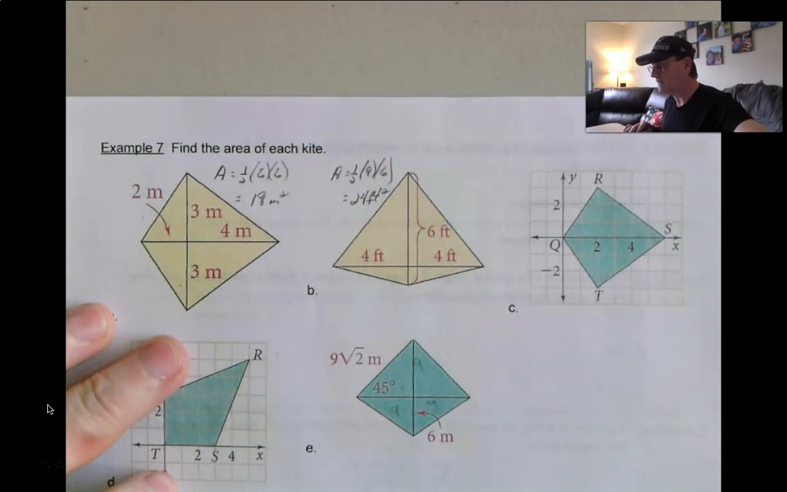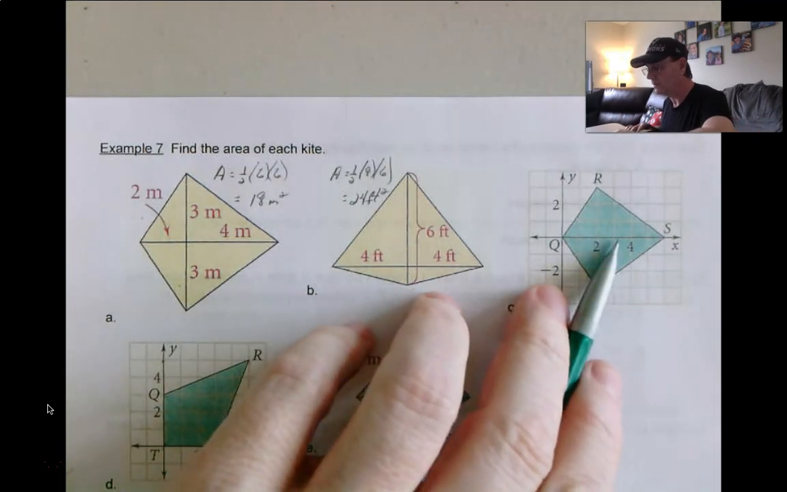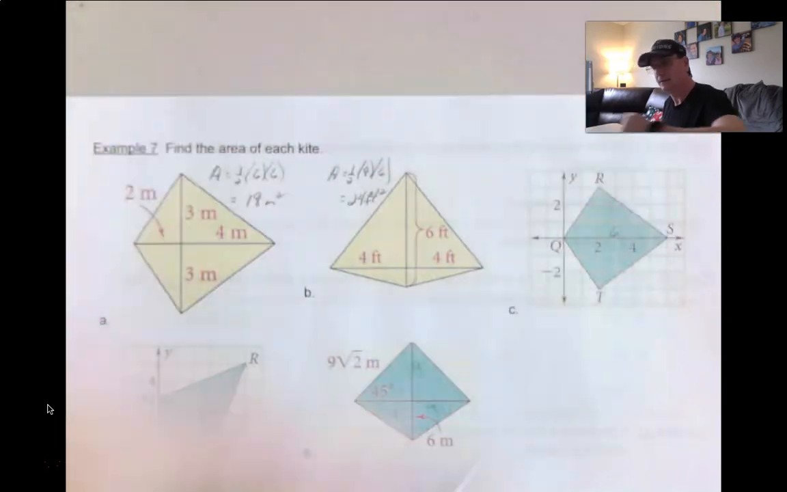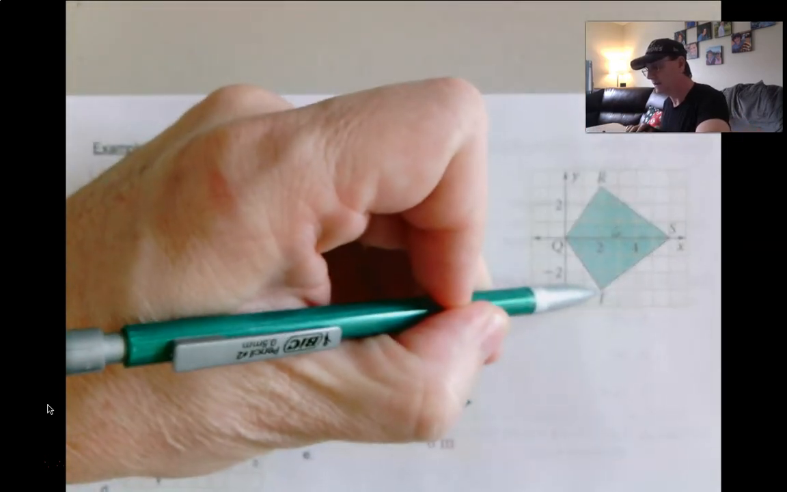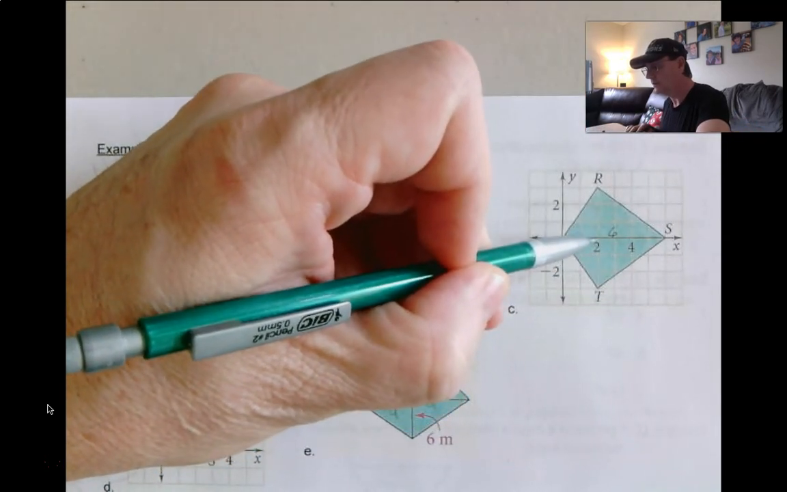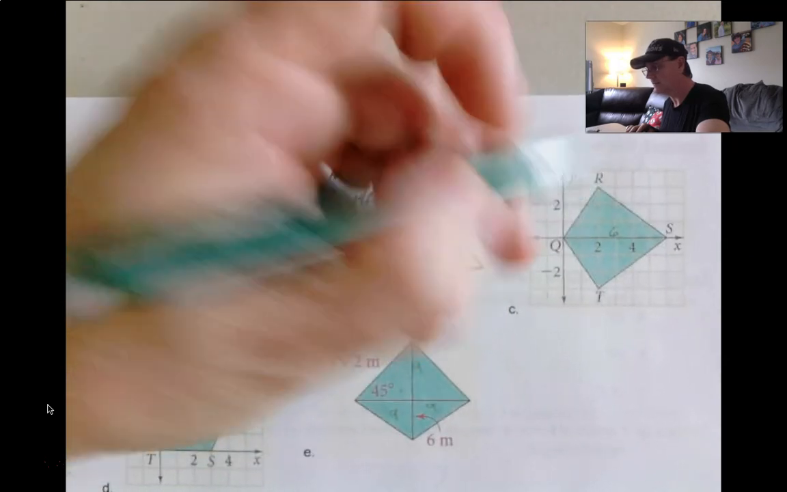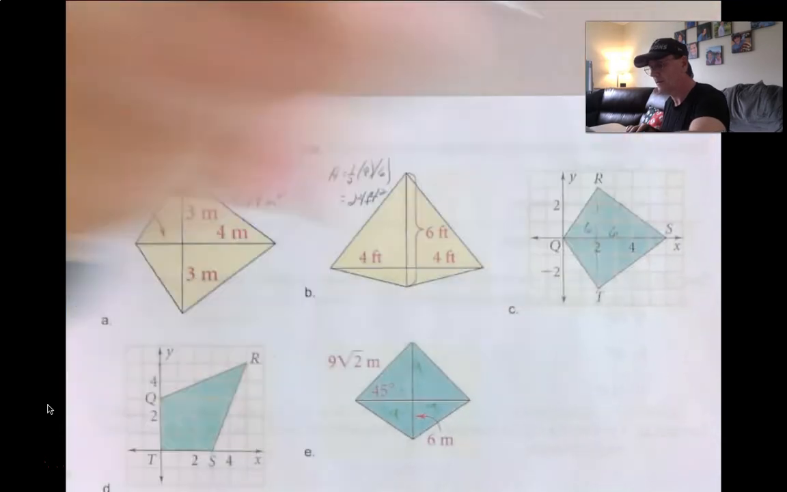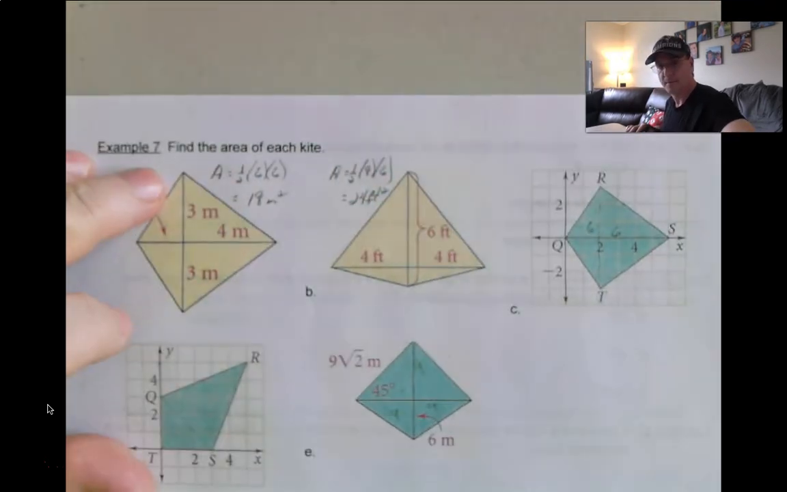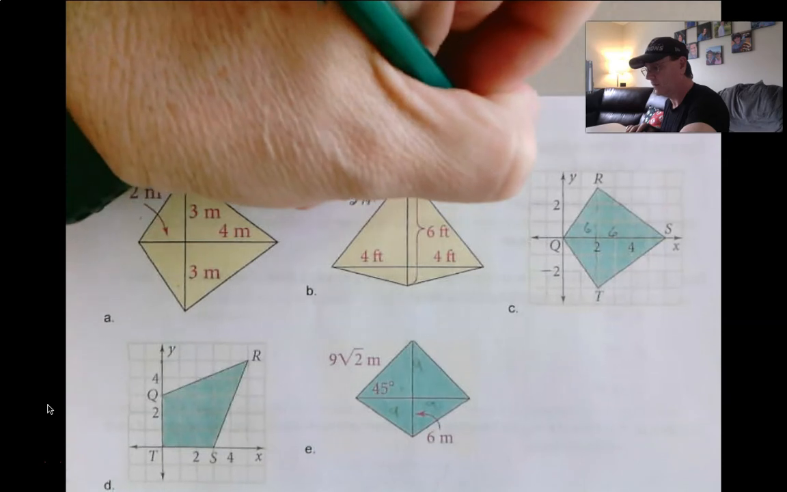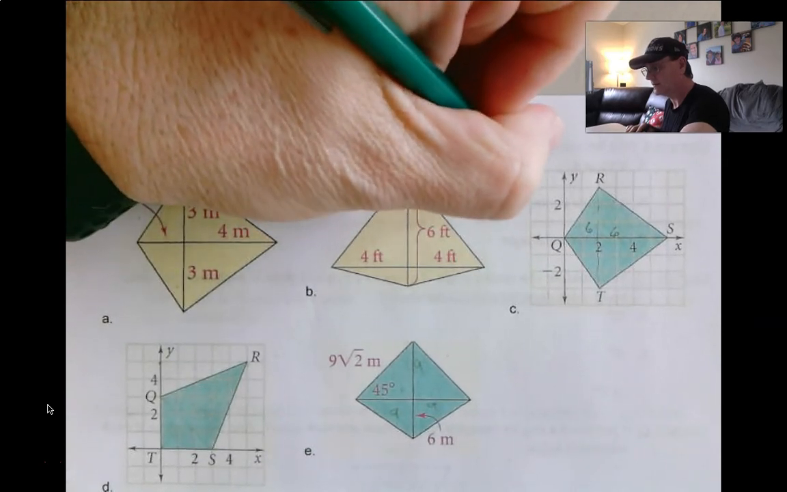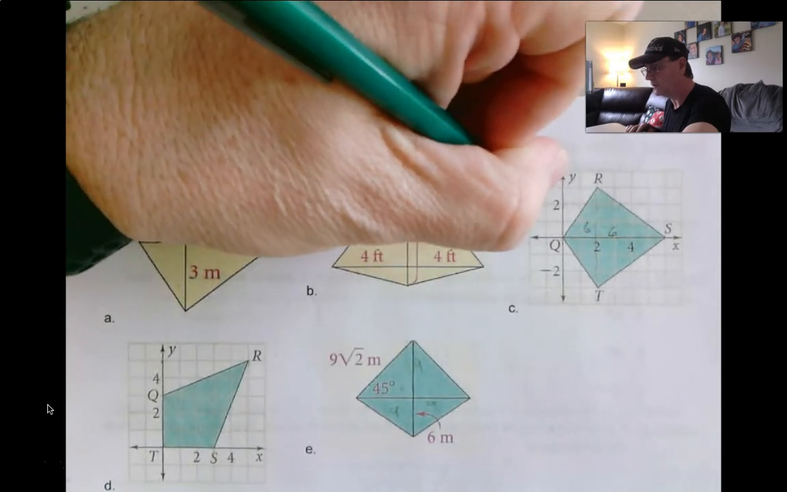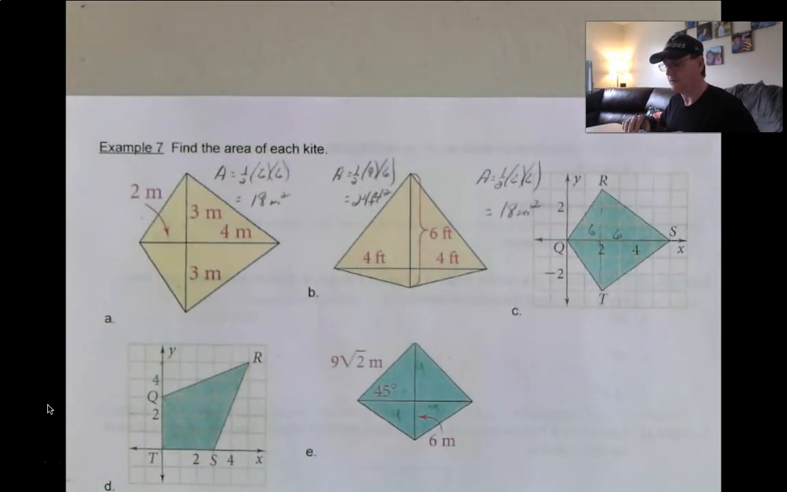Part C, we're going to have to count spaces. All right, 1, 2, 3, 4, 5, 6. Diagonal 1 is 6. Diagonal 2, 1, 2, 3, 4, 5, 6. Again, the area is 1/2 times 6 times 6, just like in part A. It's 18. This time it's units squared. We don't know what the length of each of these units are.